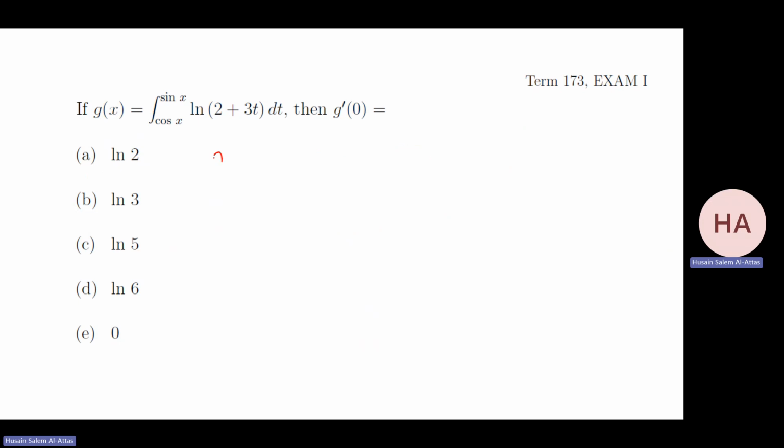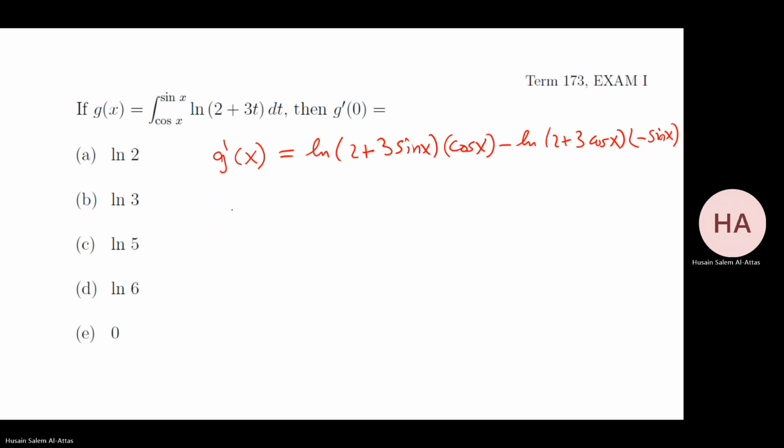This one, we go back now to these common ones. G prime at x will be ln 2 plus 3 sine x, derivative of sine, which is cosine, minus ln 2 plus 3 cosine x. Don't forget derivative of cosine is minus sine. So G prime at 0, I have what? Ln 2, this is 0, this is 1, ln of 2. Here sine 0 is 0, so the rest is 0. So the answer is ln 2. Easy one.